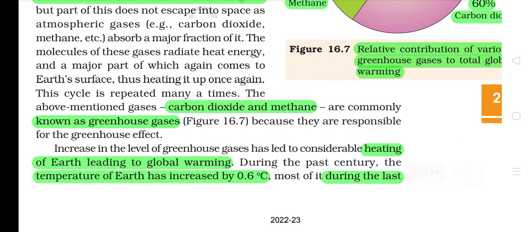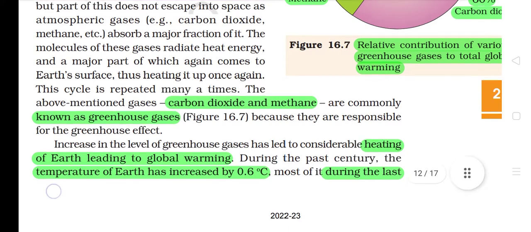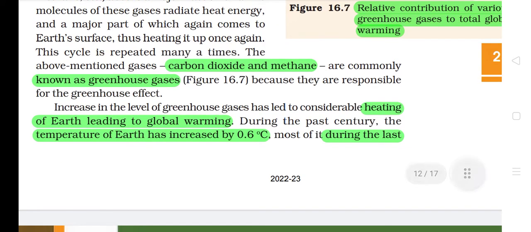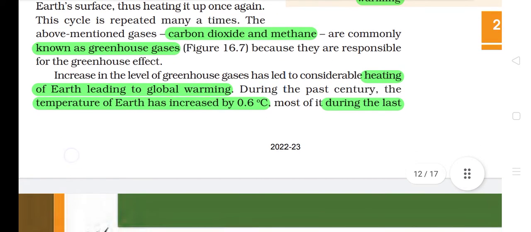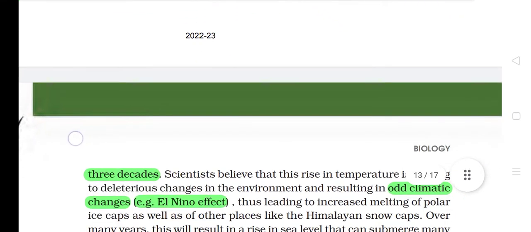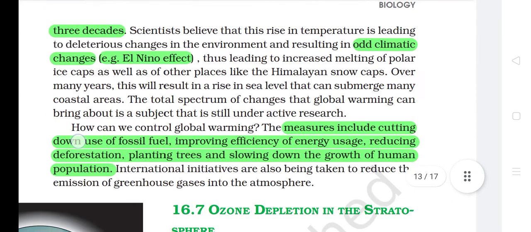The above-mentioned gases, carbon dioxide and methane, are commonly known as greenhouse gases because they are responsible for the greenhouse effect. Increase in the level of greenhouse gases has led to considerable heating of Earth, leading to global warming. During the past century, the temperature of Earth has increased by 0.6 degrees Celsius, most of it during the last 3 decades.